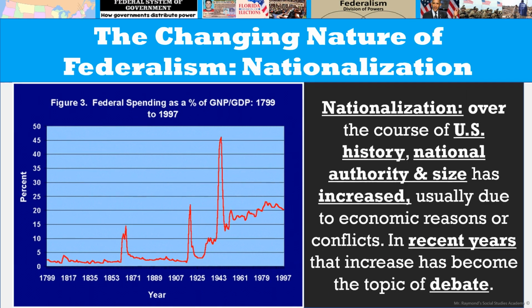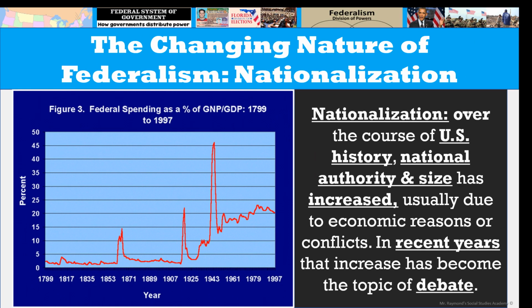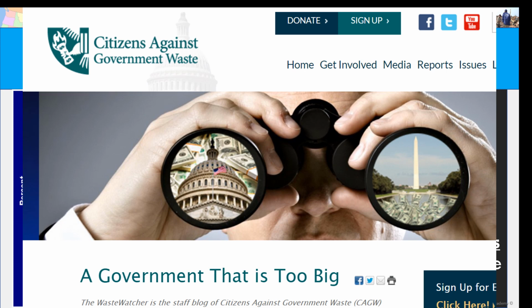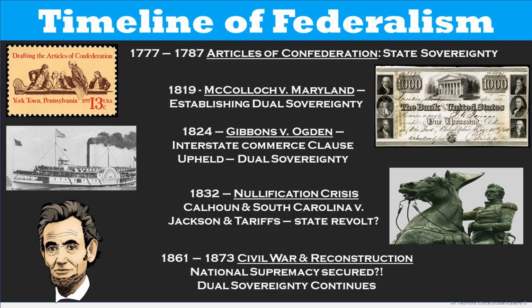We can see from this chart that national spending has increased dramatically over the course of U.S. history. And as government spending and our national deficit rise, the size of the federal government has been a major source of debate. The election of Franklin Delano Roosevelt in the midst of the Great Depression saw a major turning point in the evolution of federalism in the United States, which we will get to in a few minutes. But we will see that the relationship had changed before that.